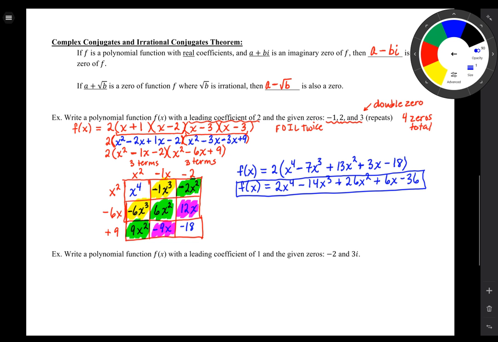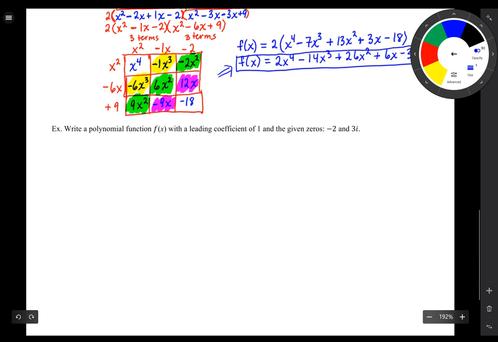So just notice how important it is to be able to write something in factored form, because it helps you solve and so on. This polynomial right here that we wrote tells us nothing about what the zeros were. We just know what they are because we were given the zeros. Right, and our last one, we're going to do the same thing. We're going to write a polynomial function f of x. This time it has a leading coefficient of 1.